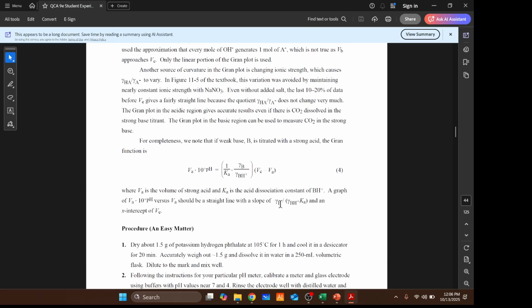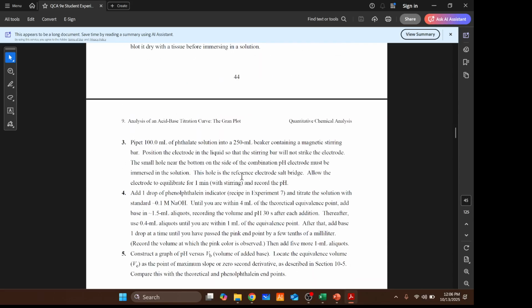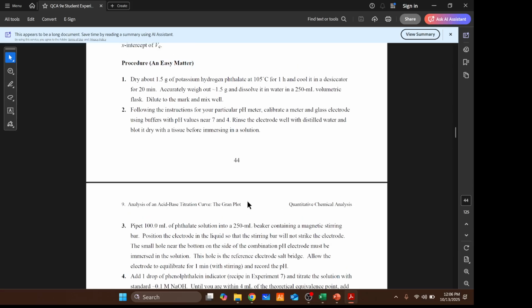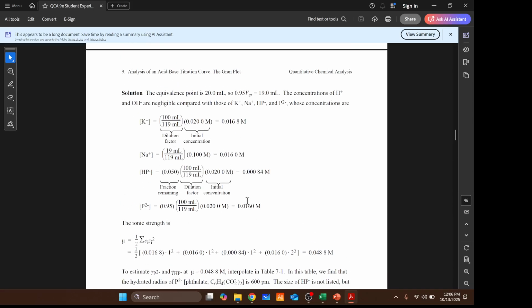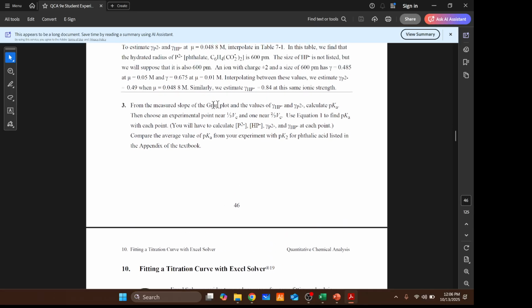And then the last thing you're going to do here is you're going to go ahead and do these calculations right here in this little block. There you go. Basically these sort of calculations, you're going to do them for your Ka values.